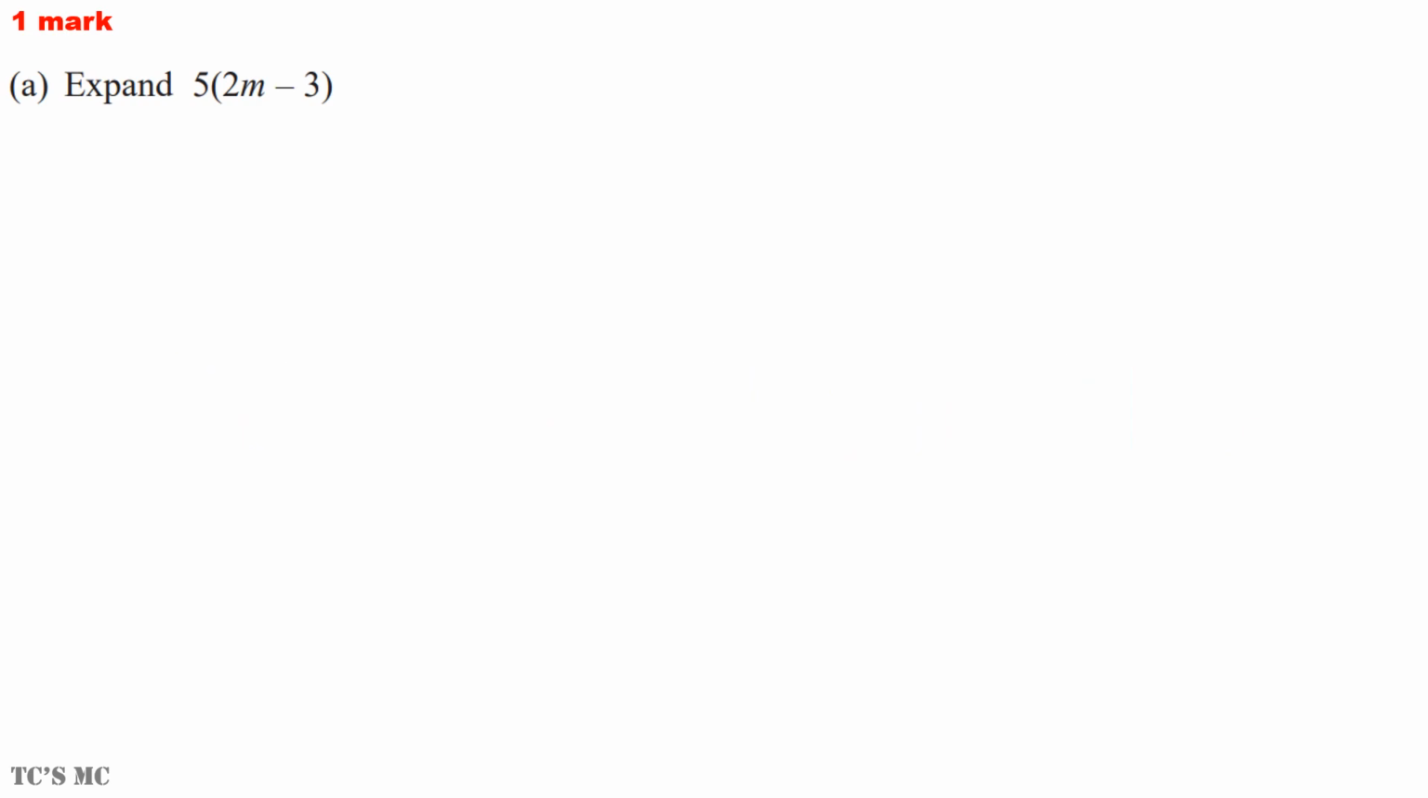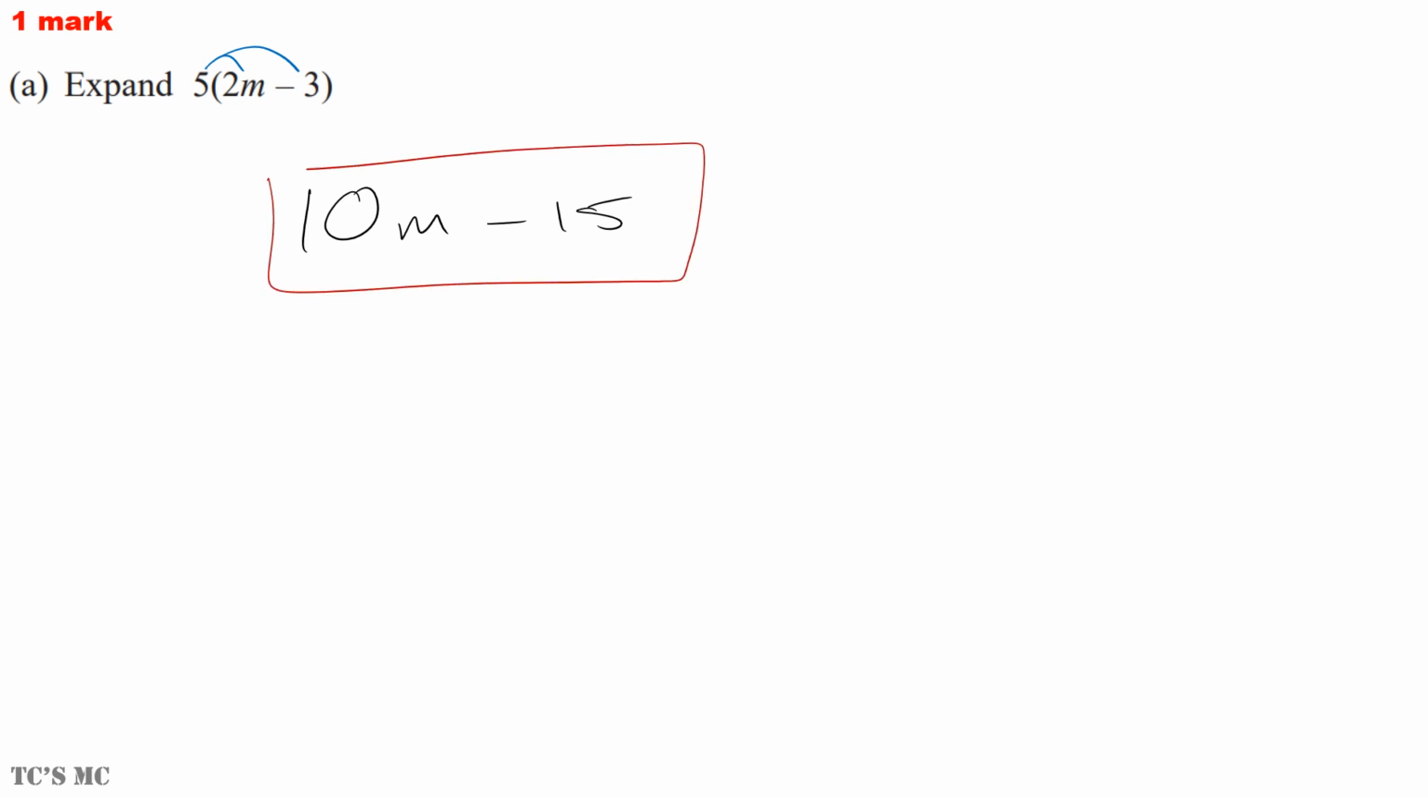Expand 5 bracket 2m subtract 3. What that is saying is 5 multiplied by every term inside the bracket. So we need to do 5 multiplied by 2m, which is 10m, and 5 multiplied by negative 3, which is negative 15. You have to have both terms correct to get that 1 mark.